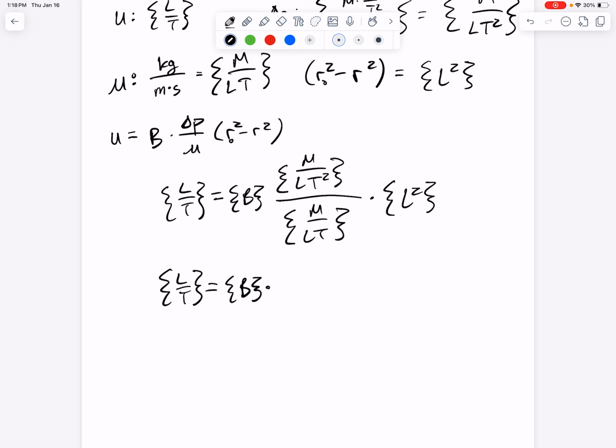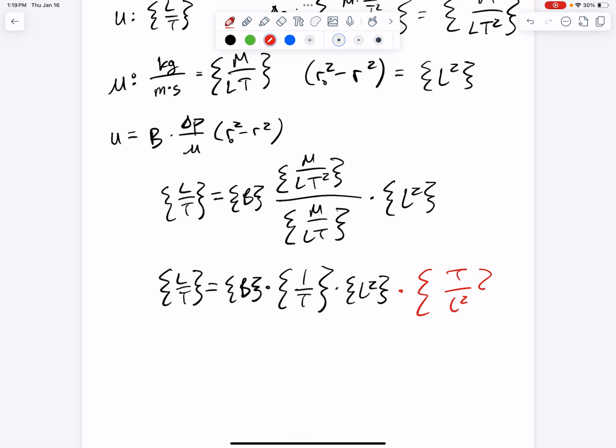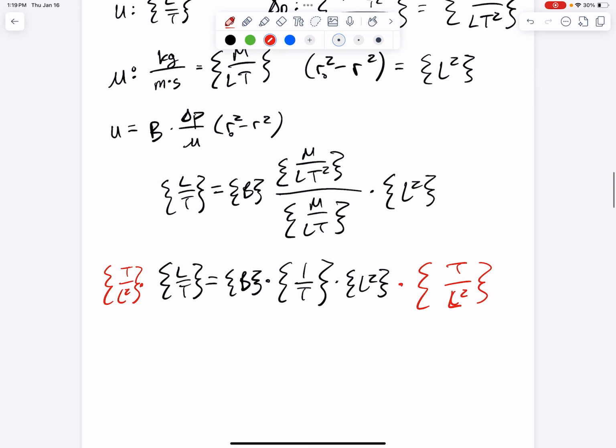This fraction simplifies down to just 1 over T. And we're left with the L squared from our radial location. Multiplying both sides by T over L squared to isolate the B term, we get the following. B is also equal to 1 over L. And that's the parameter for that pipe flow.